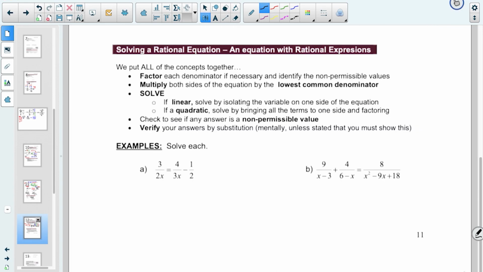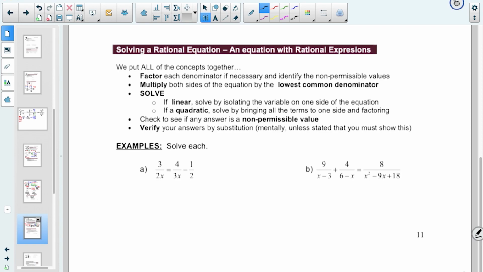So now we're going to go through some examples of questions, and we're going to put all of the concepts that we've covered together and use that to help us figure out what our solutions are going to be. So we're going to make sure that we factor everything if necessary, and find our NPVs. Then, it's up to you, we can multiply both sides of the equation by the LCD, or we can try to make each of our denominators the same. Then we're going to solve for our variable.